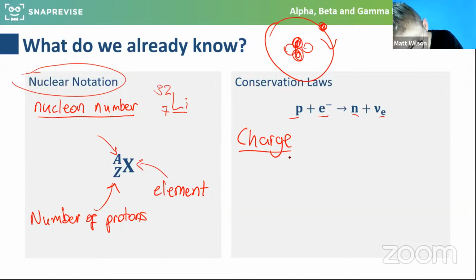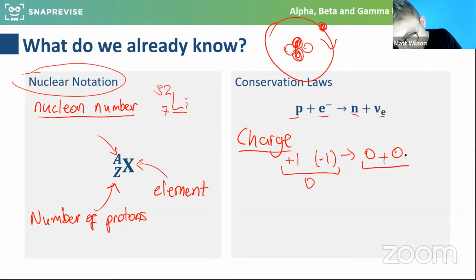Let's write that down here, actually. The charge of an electron is -1. So on the left-hand side of the reaction, we have a total charge of 0. On the right-hand side, we have a neutron, which has a charge of 0. And then we have an electron neutrino, which we'll mention later as well, happens to have a charge of 0. So this charge number is indeed conserved here.